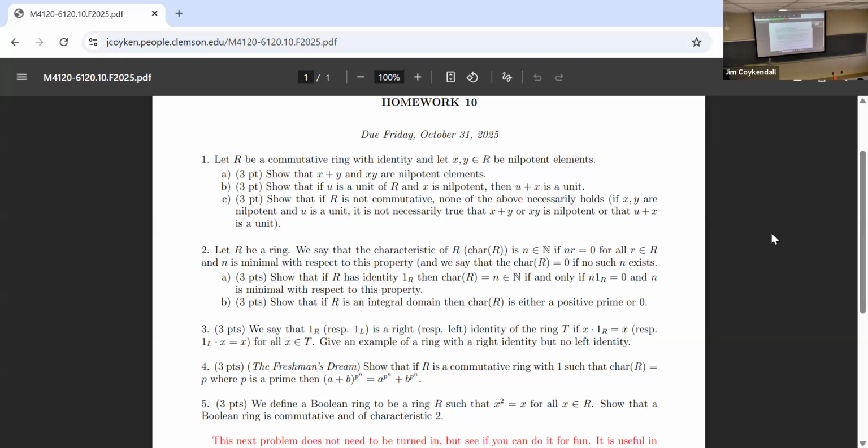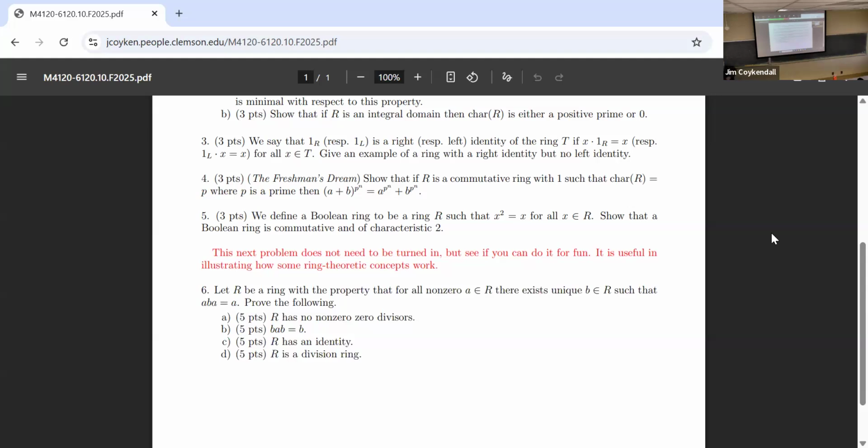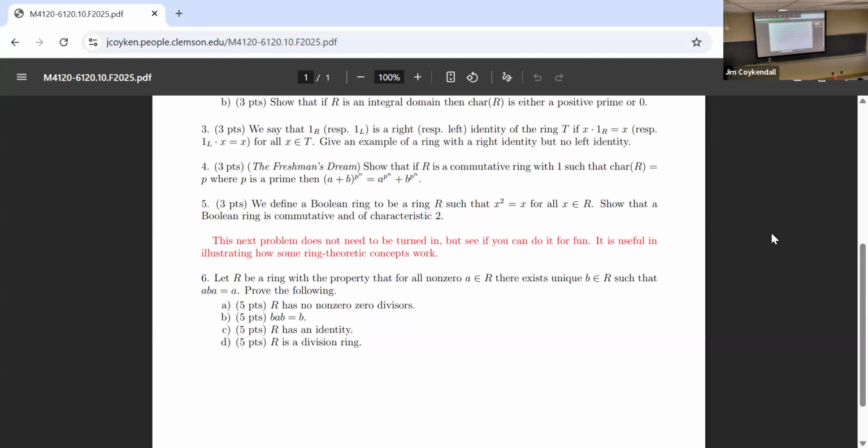The last problem doesn't count because it's not for submission unless you want to email it to me. But if you have a ring with the property that for all non-zero a in R there is a unique b in R such that aba is a, prove the following. And I would do it in this order because it builds on itself. Number one, R has no non-zero zero divisors. Number two, bab is b. Three, R has an identity. And finally, R is a division ring, which means that every non-zero element has an inverse.